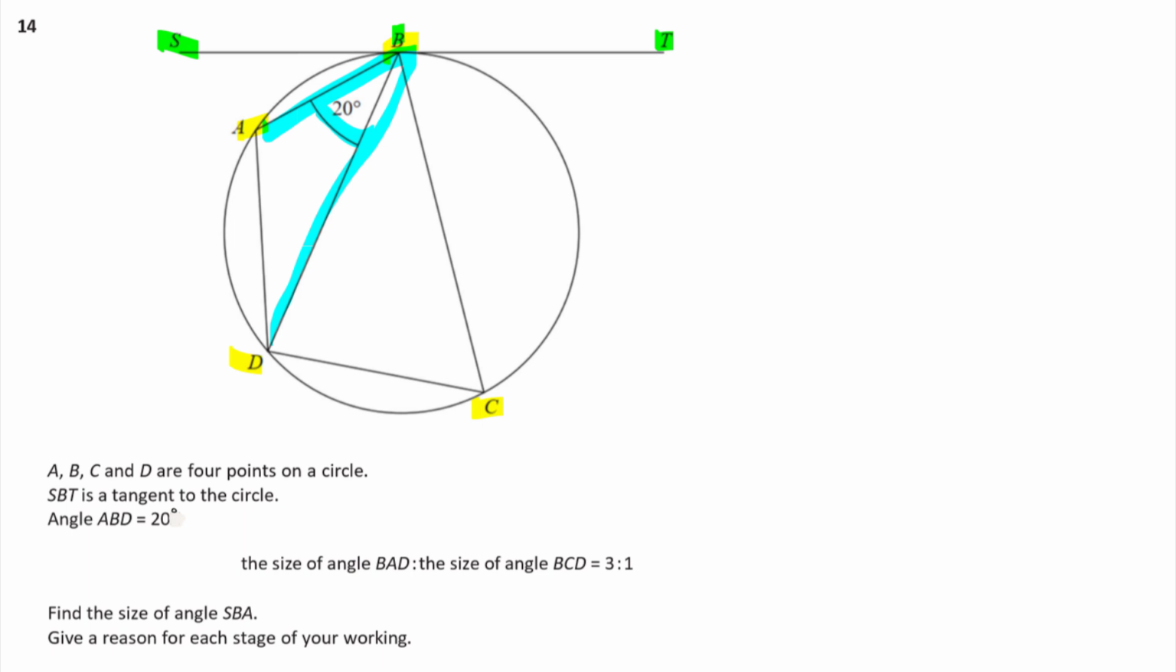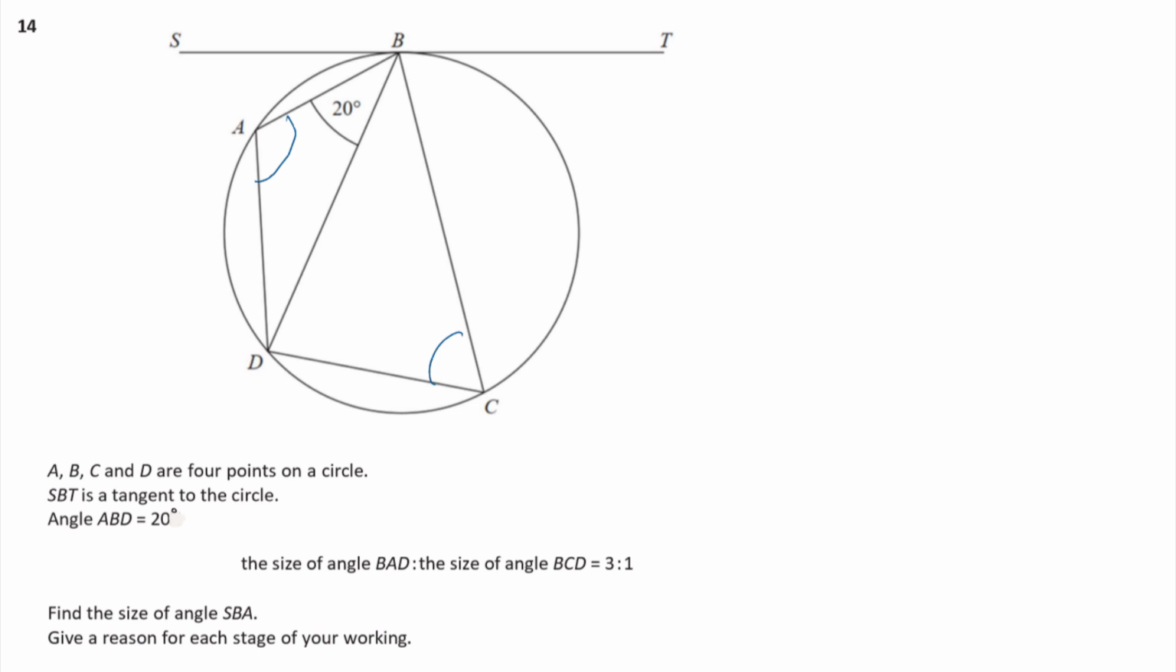The size of angle BAD to the size of angle BCD is in the ratio of 3 to 1. So where's BAD? BAD, so that angle there compared to BCD is in the ratio of 3 to 1. So that isn't on there, is it? Okay, let's just get rid of this. So let's just do that a bit more neatly. So comparing this one to this one, they're in the ratio of 3 to 1.